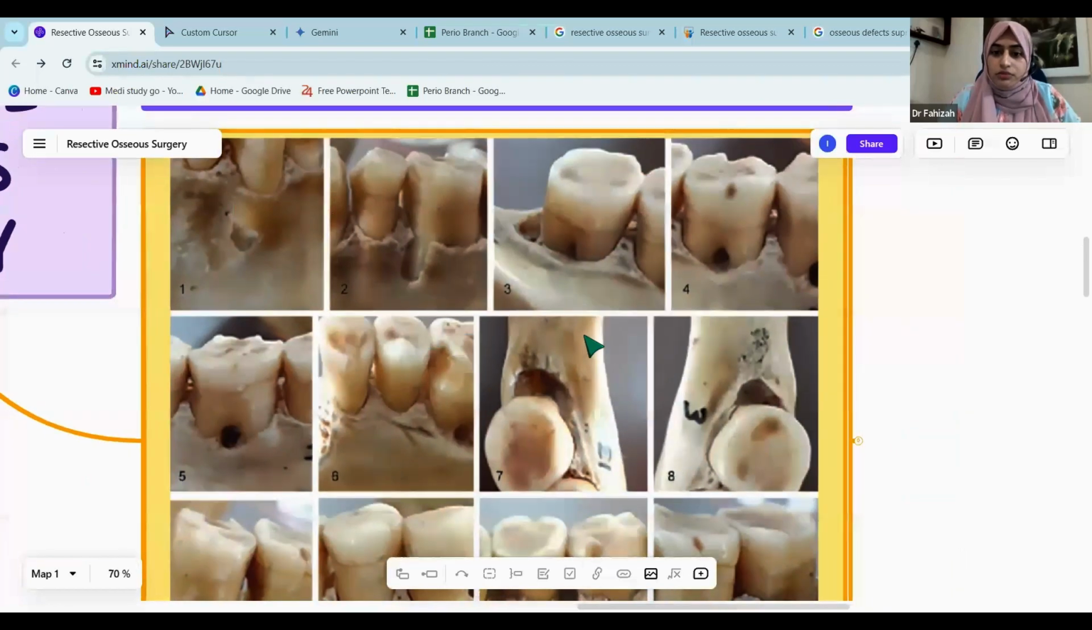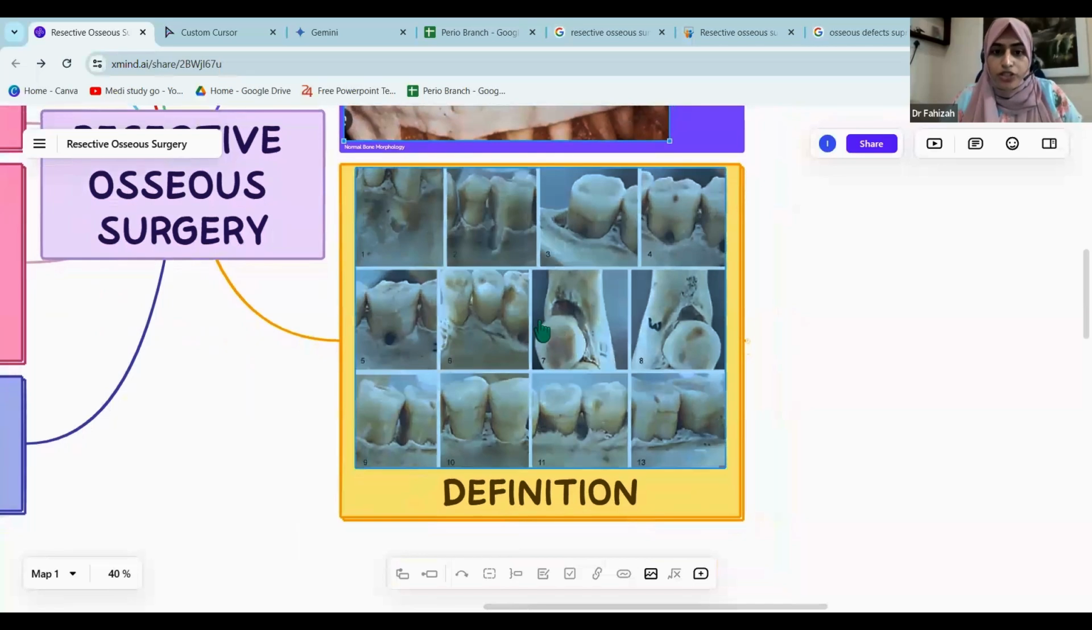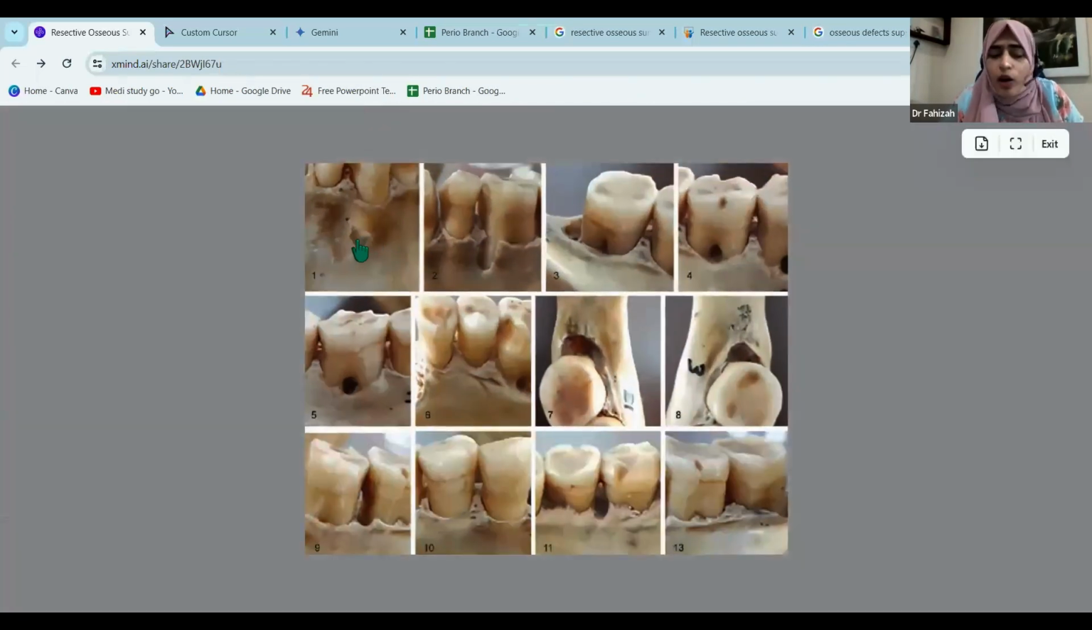Let's talk about now the definition of resective osseous surgery. Okay, now coming to resective osseous surgery, you can see all the different types of osseous defects which are seen on the bone. Okay, you can have a small bone kind of defect over here. You can see there are so many irregularities in this marginal bone. You can see there is a depth of a bone over here. There is some bone loss happening over here. From the occlusal point of view, because of periodontal disease, there is bone loss over here. In between furcations, there is bone loss over here. So all this comes under osseous defects.